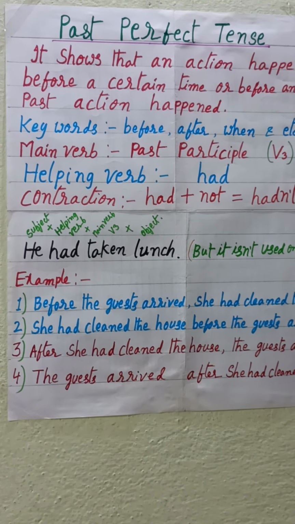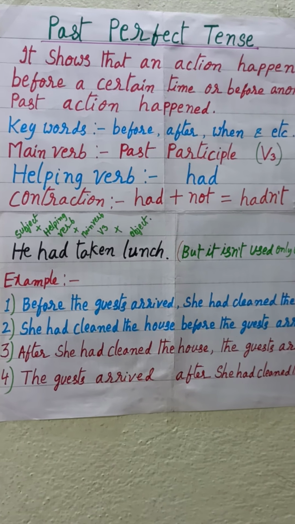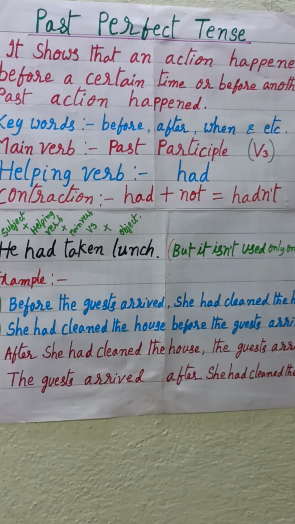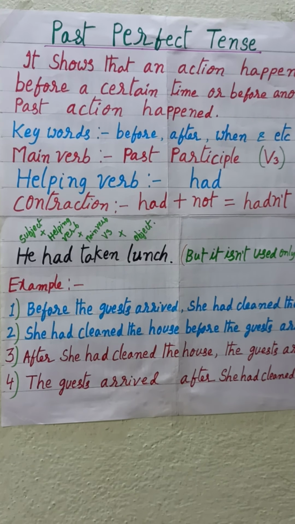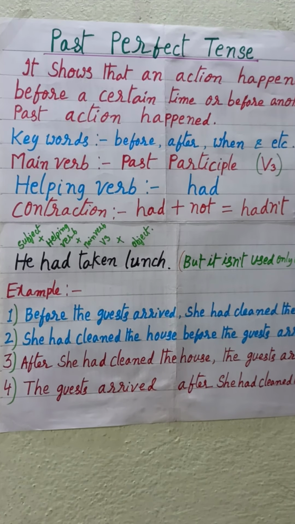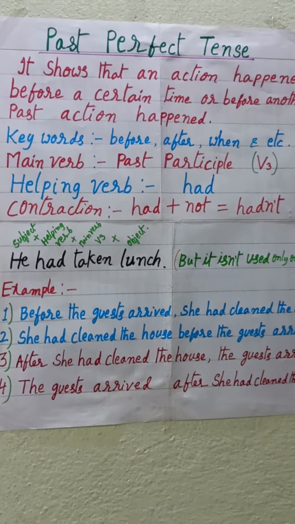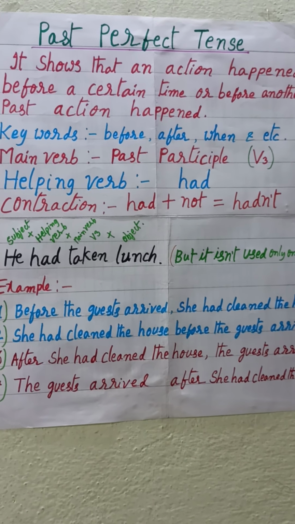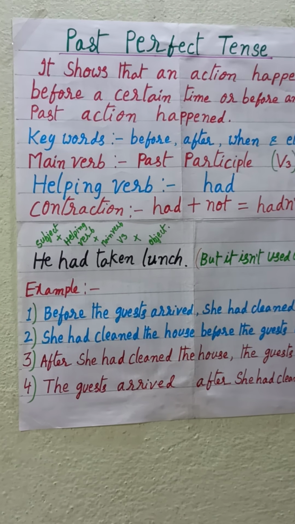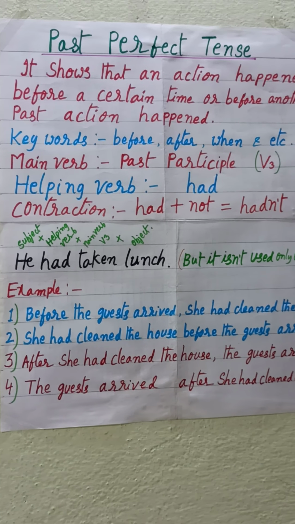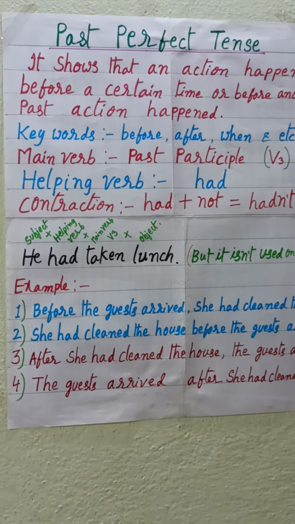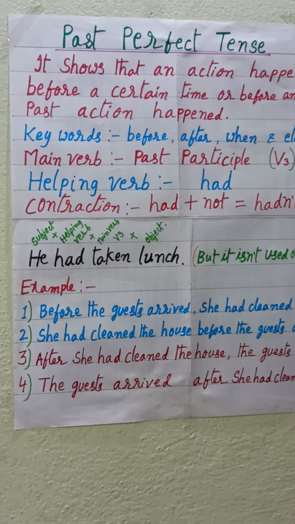Keywords: before, after, when, etc. Before, for example, he had studied English before he moved to London. After, for example, after she had completed her work, she went home. When, for example, when we reached the station, the train had left.